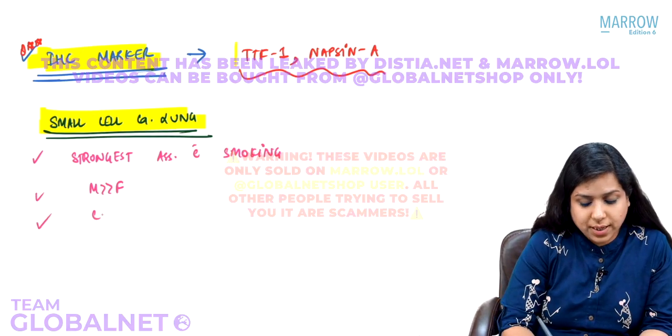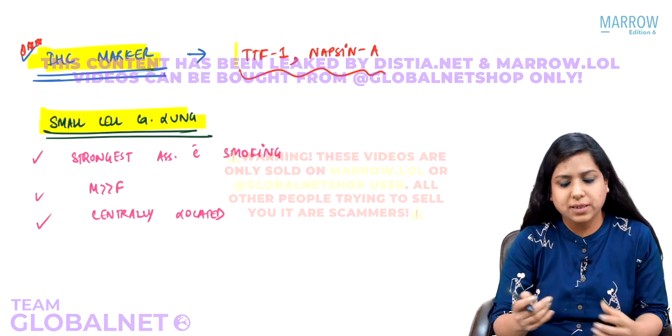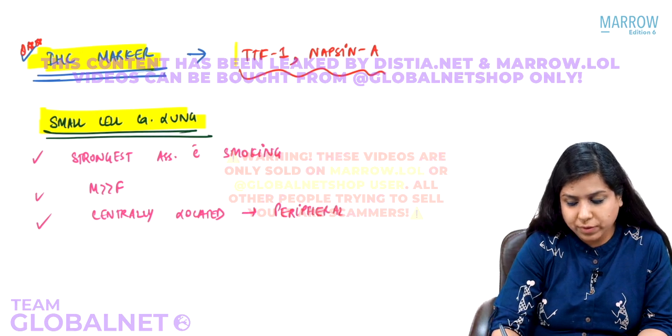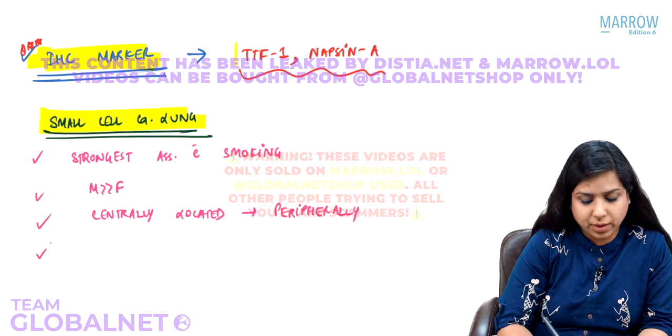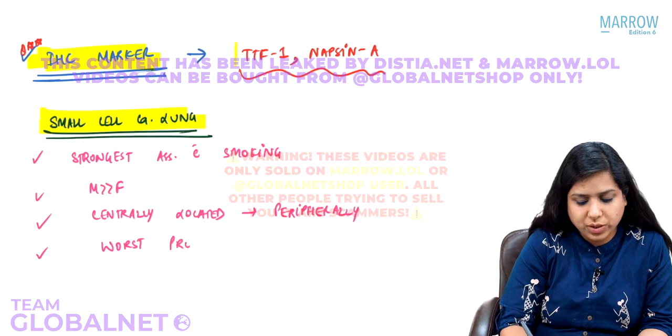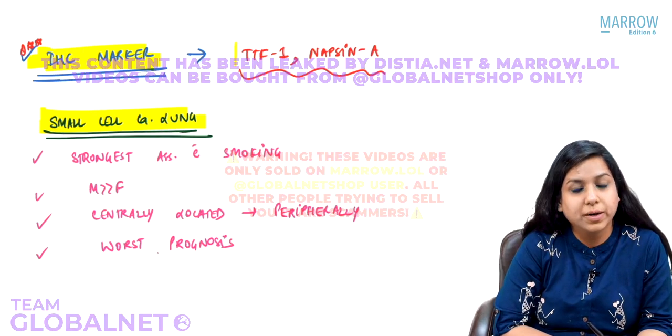Then centrally located, just like SCC, this is also centrally located, but because it is a highly aggressive tumor, it can grow peripherally also, correct? Then it has the worst prognosis. Which lung cancer has got the worst prognosis? Answer is small cell carcinoma of lung, right?